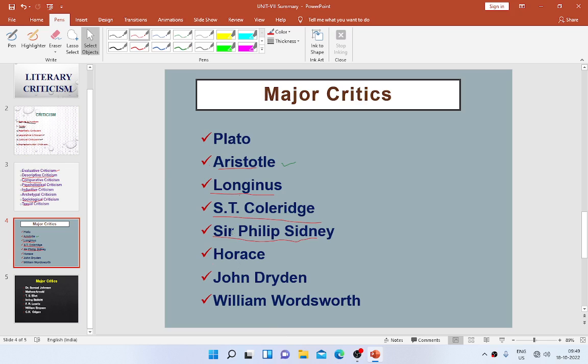There is the next writer who is Horace. So we must also discuss his contribution to literary criticism. He was born in Venusia, Italy. He was an exceptional Latin lyric poet and satirist in the reign of Emperor Augustus. His father also managed to send Horace to Rome for his studies.